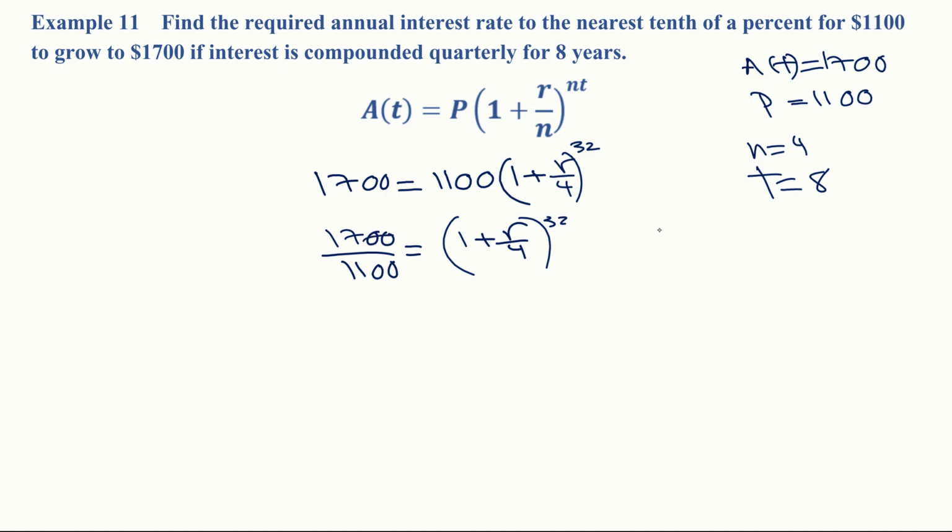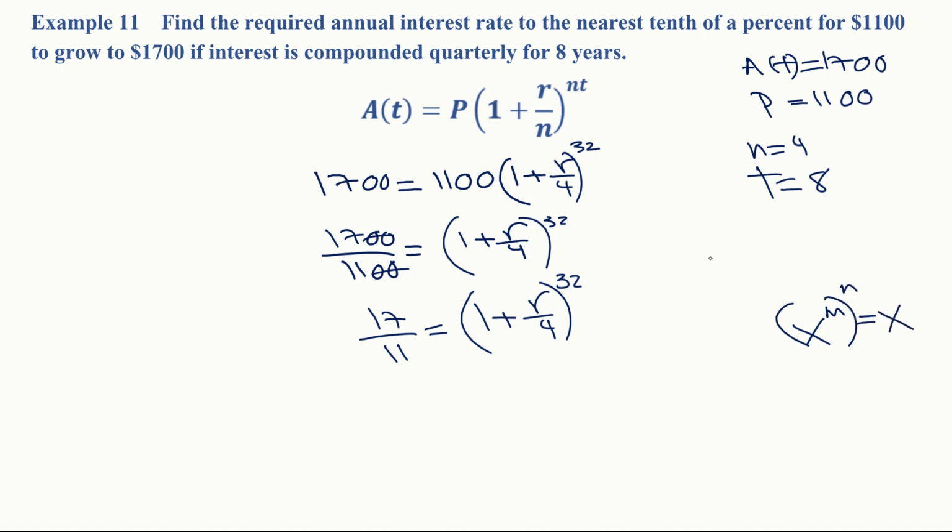Of course, these zeros cancel out, so we just end up with 17 over 11 equals quantity 1 plus r over 4 to the power of 32, right? So now, in order for us to get this outside of this prison, we're going to have to raise both sides to the power of the reciprocal of that, because we're going to be using the power rule, right? We know that x to the m raised to the n equals what? That's called the power rule for exponents.